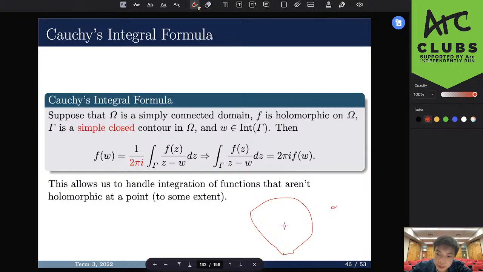But what if there is some point inside the contour where the function is maybe not defined, or not differentiable, not holomorphic? Well, we are able to use Cauchy's integral formula, which basically says if we have some holomorphic function divided by some linear term, then the integral along a closed simple contour is equal to 2 pi i multiplied by the function value at w, where w is what we would call a singularity, which is just the point where it's not differentiable.